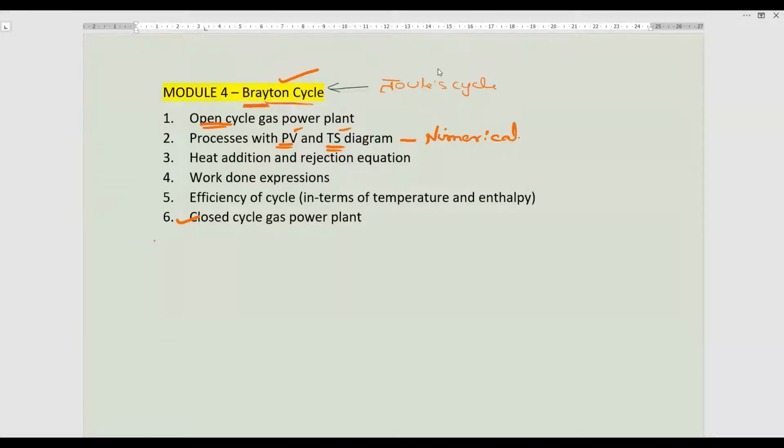Next, there are 4 processes involved. In the Brayton cycle, there are 4 processes. We'll explain, don't worry about it. Out of the 4 processes, heat addition and heat rejection will always be there. You will be writing mathematical equations for these 2. For heat addition, what is the equation of QS, QR, as well as the work done expression. So we'll be writing the expressions for all the 4 processes.